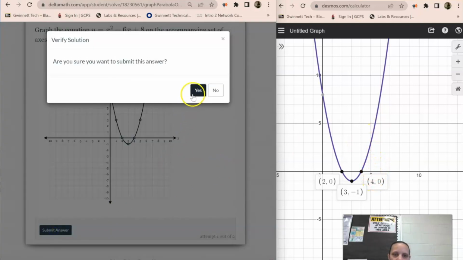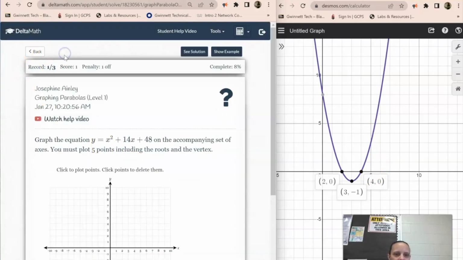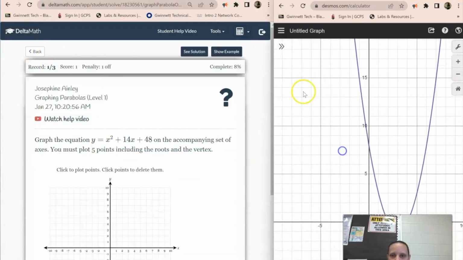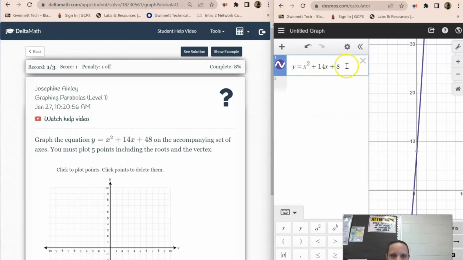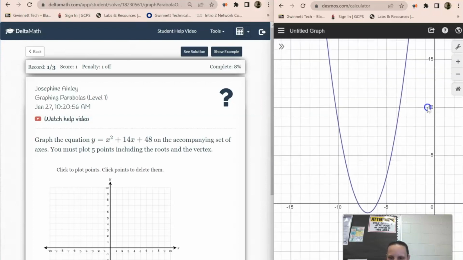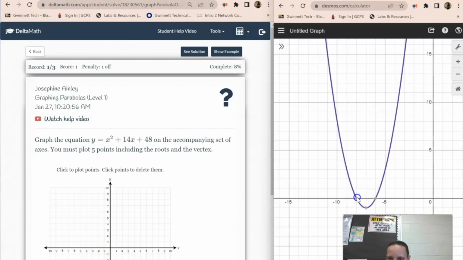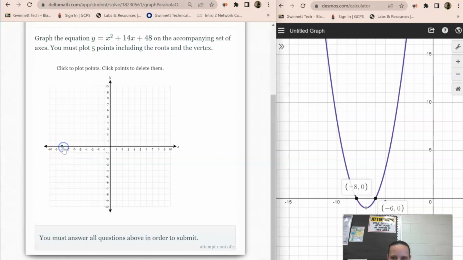Okay. All right, I'll do one more because that one was actually really similar to the last one. Let's do this one where the vertex is crazy. So x squared plus 14x plus 48. All right, I'm gonna arrow that out, bring it so I can see it. Where are my roots? Right there. So (-8, 0), (-6, 0), and the vertex (-7, -1). And then 2 additional points.